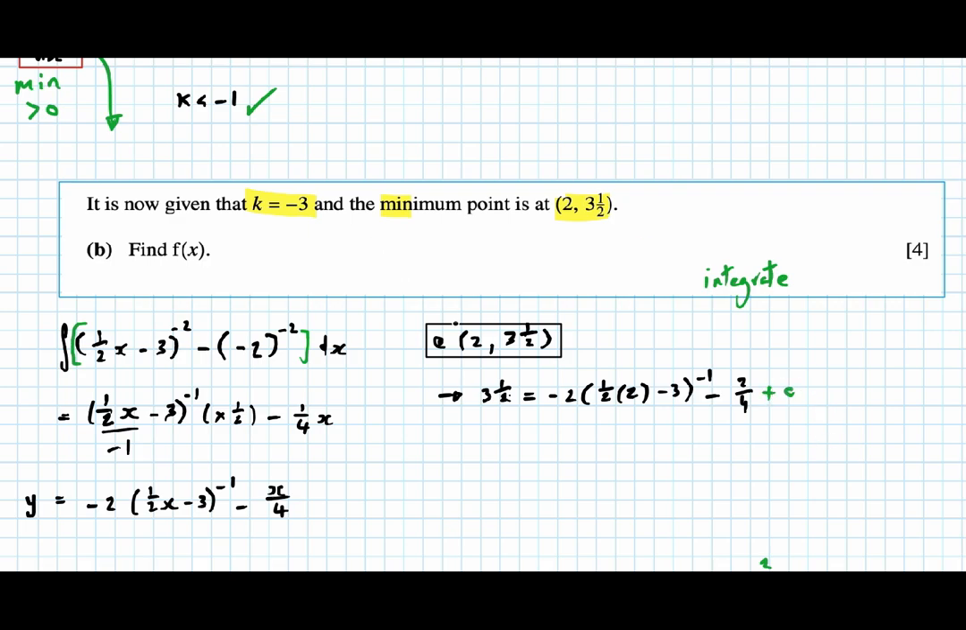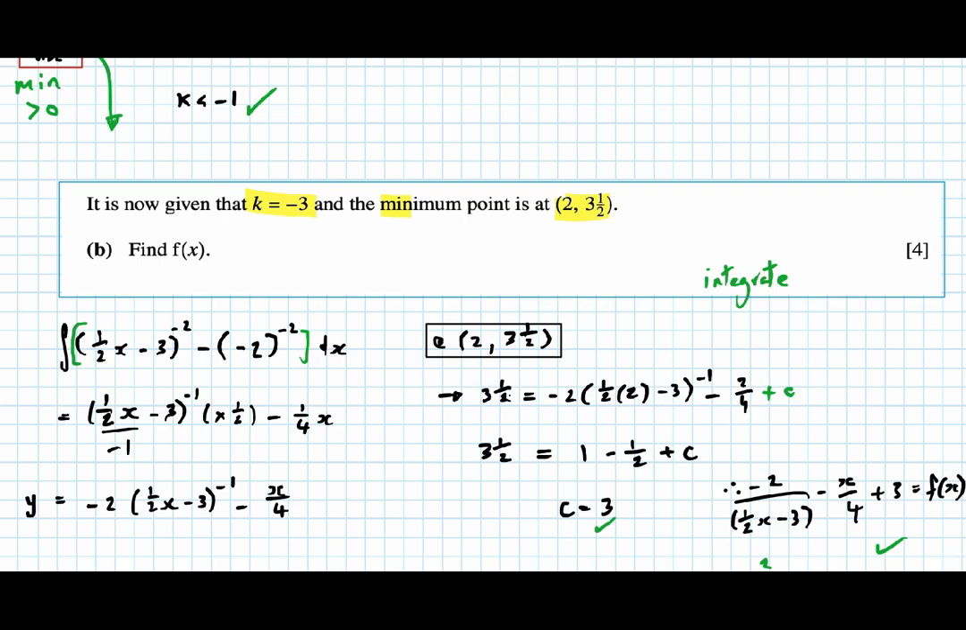I'll just put it in green. So 3.5 is equal to 1. 2 over 4 is a half, so 1 minus a half plus c. Bring that over, you get 4, so c is equal to 3. So you can do the whole thing there if you want. You can rewrite it as well, making it more of a fractional form. So minus 2 all over 1 half x minus 3. There's no exponent. So minus 1 just brings that down as a denominator. And then just minus x over 4 plus 3. That's f of x, or y.